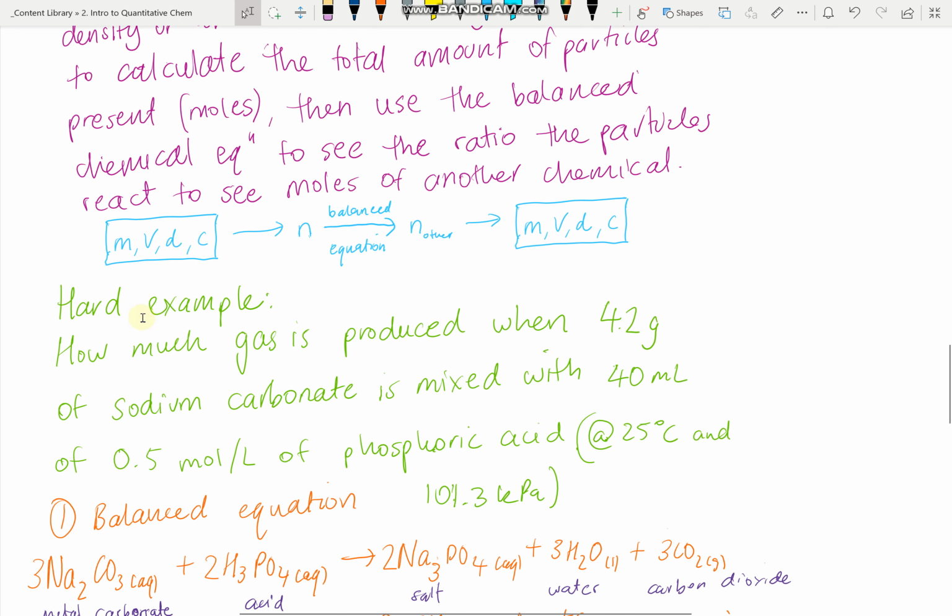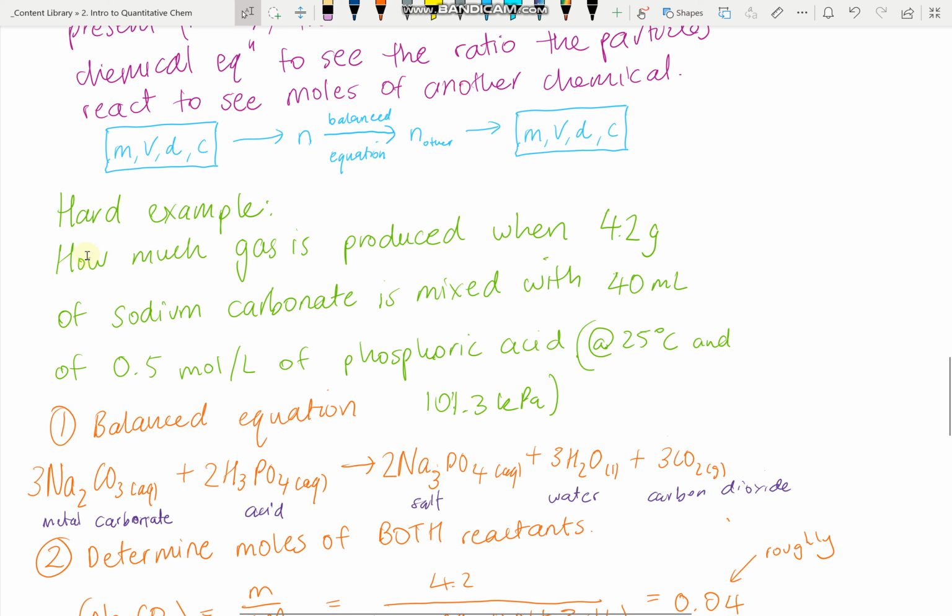Here's an example. How much gas is produced when you react 4.2 grams of sodium carbonate with 40 mL of 0.5 moles per liter phosphoric acid? This is a concentration. It's actually molarity if you want to get technical. This says you have half a box in 1 liter. That's in liquid form as opposed to gas form. We have half a box in 1 liter of water. And that substance is phosphoric acid.